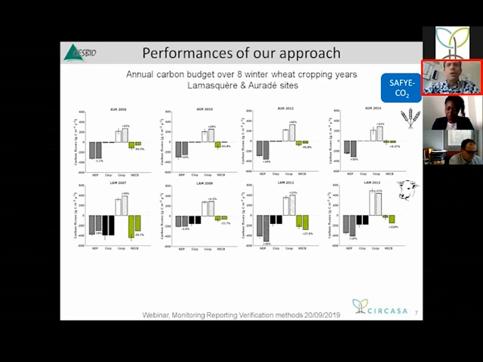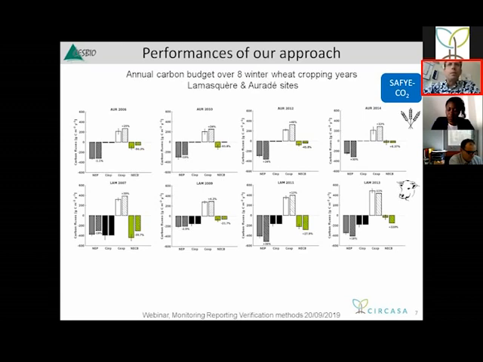And in order to calculate the carbon budget, you need to sum the NEP, the amount of carbon that is brought as seeds and or organic manure to the field, plus the term of the carbon export at harvest. And the sum of those three terms gives you the carbon budget.